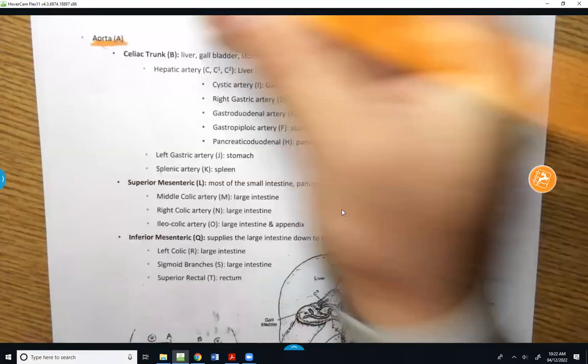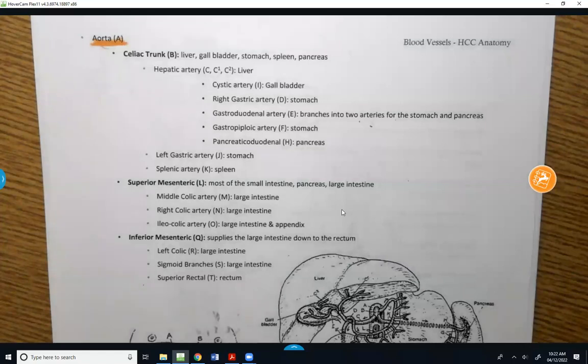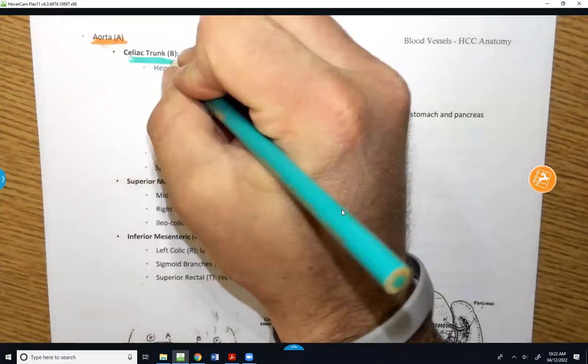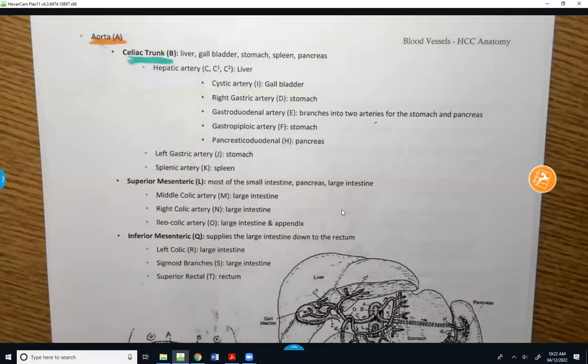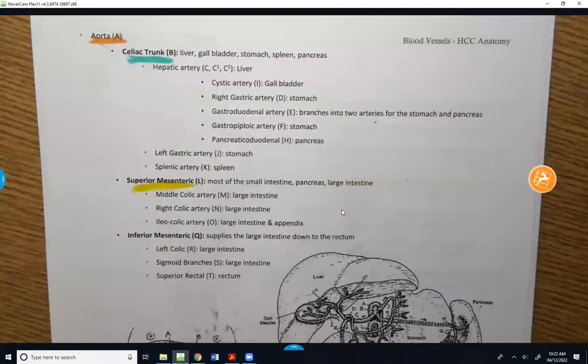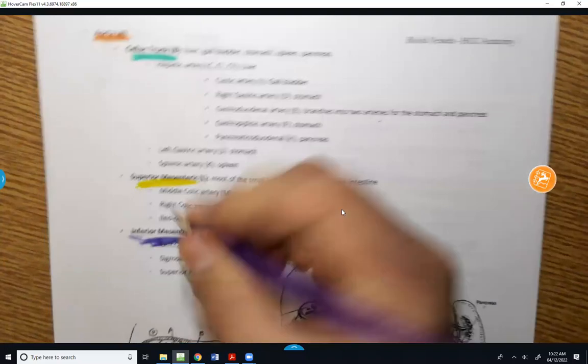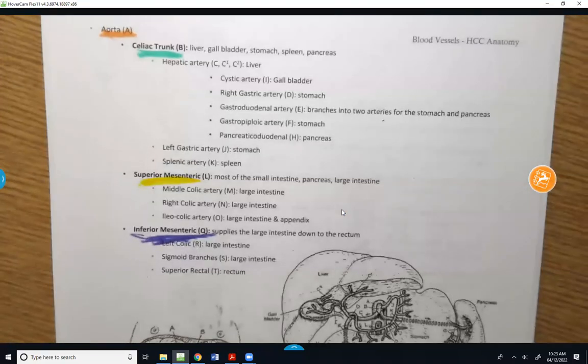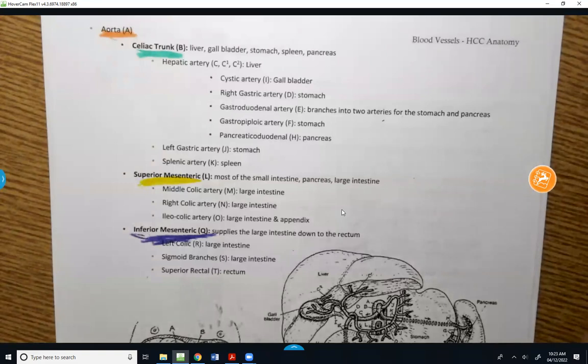Along with the aorta, and this actually would be the abdominal aorta if we wanted to be specific, which I'll color orange, you're just gonna have to worry about identifying the celiac trunk, the superior mesenteric, and then the inferior mesenteric. Picture on the right is the one that you're going to have to identify possibly on your exam.